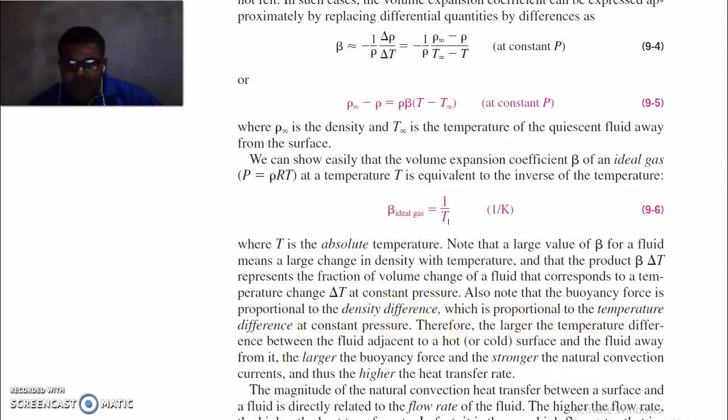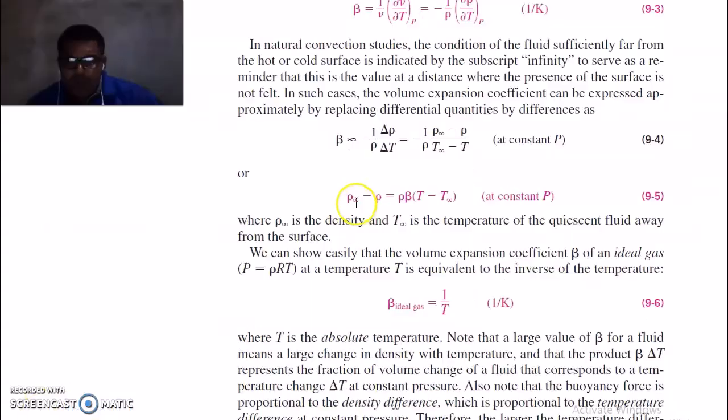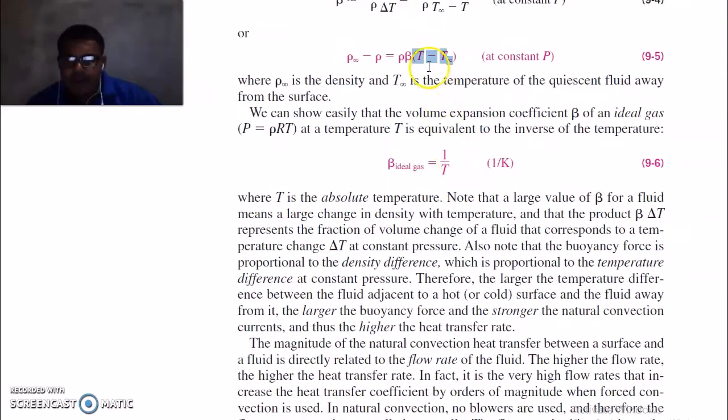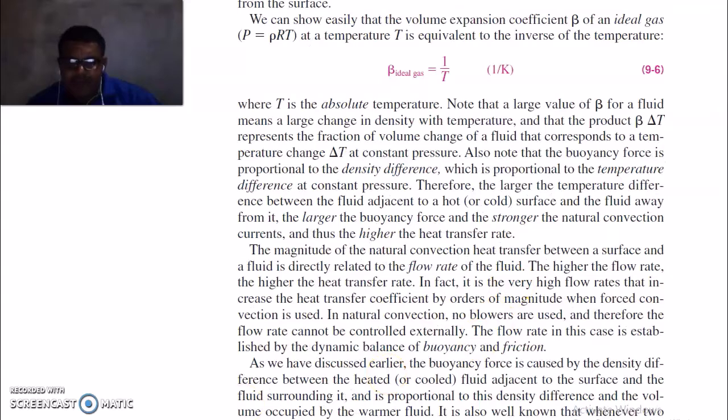You can see this buoyancy force, it is proportional to density difference. In case of natural convection, density difference is proportional to the temperature difference here. So it means larger is this temperature difference, larger is density difference, and larger is your buoyancy force. Stronger the natural convection currents and thus higher the heat transfer rate.